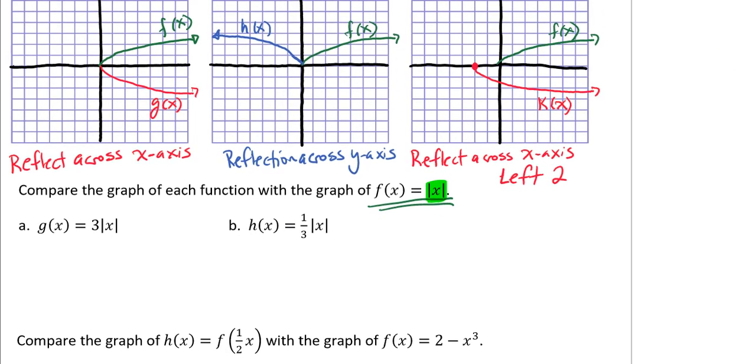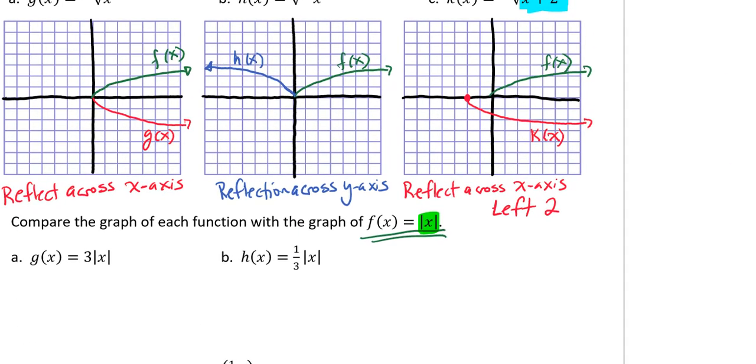So we'll come back over here. And we're going to go ahead and say that we're going to have a shrink. Nope, it's a whole number greater than 1. So we're going to have a vertical stretch by 3. Vertical stretch by 3.